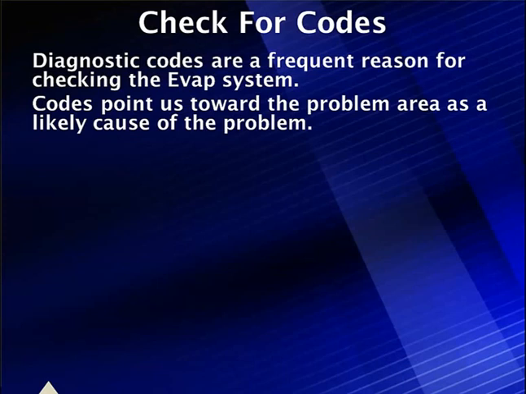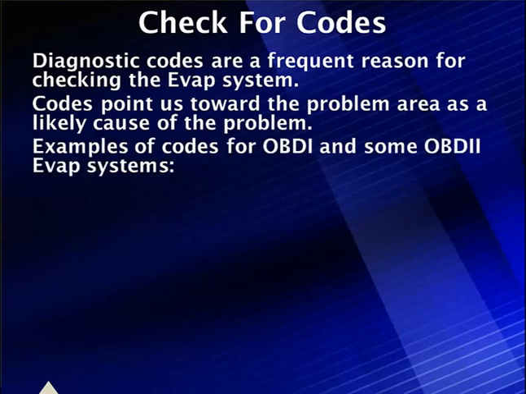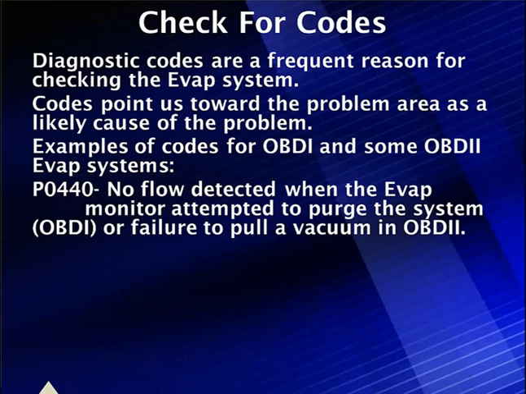We're going to spend time talking about this. Some codes point us to an electrical area. Some codes point us to a flow area. Let's see which one it is and talk about those. We're going to give you examples of OBD1 and OBD2 codes, and we're going to give you a complete list of codes. We're going to start off with what we would do if we have a P0440.